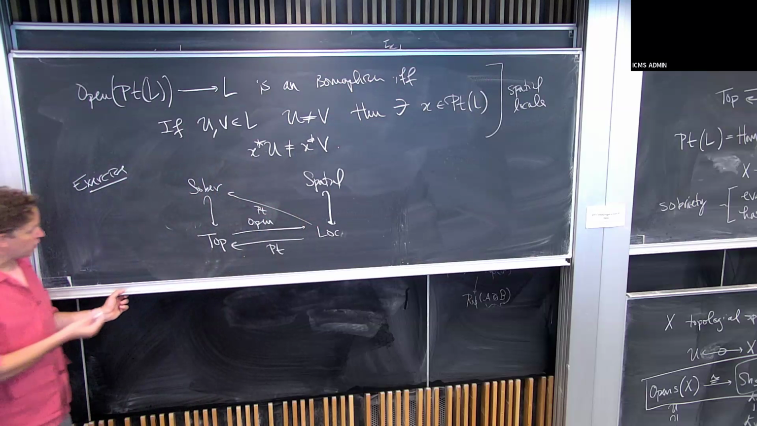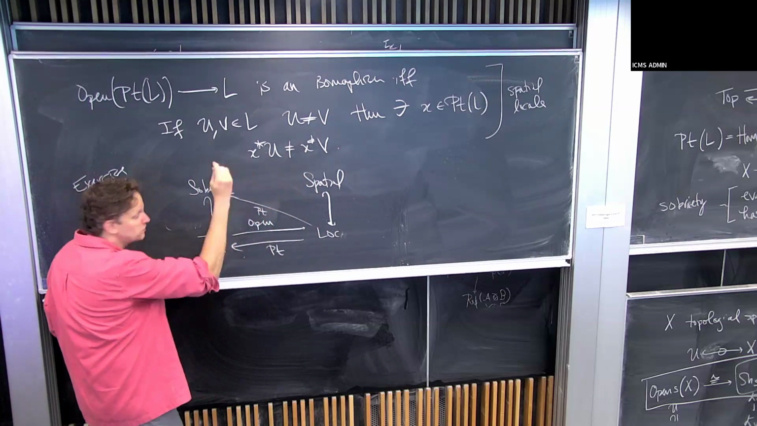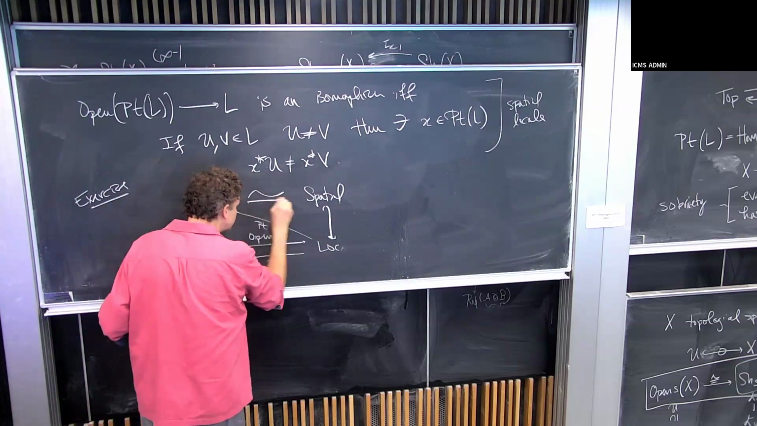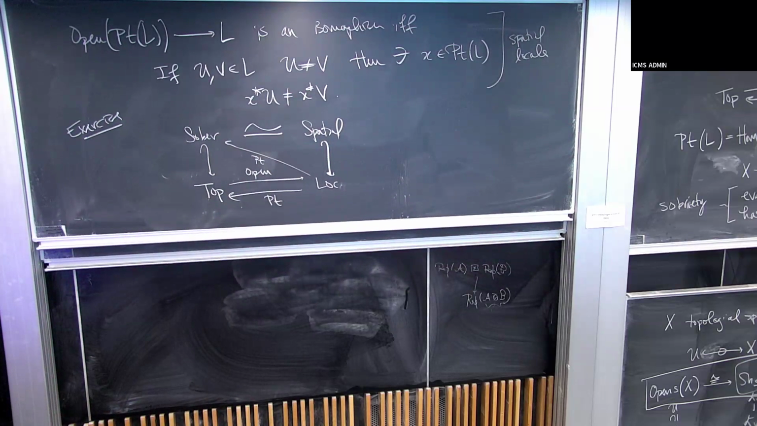And similarly, the opens of any topological space are actually spatial. So what that means is that we actually end up with an equivalence of categories here between sober spaces and spatial locales.